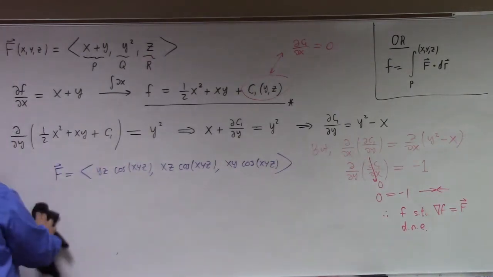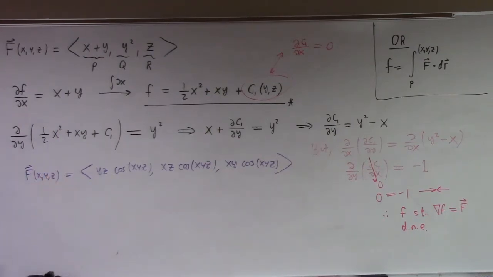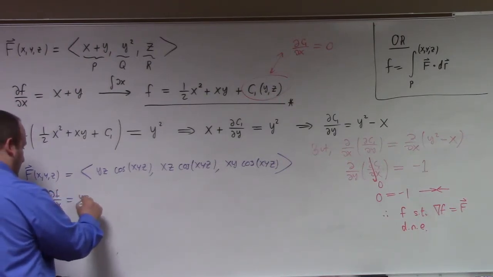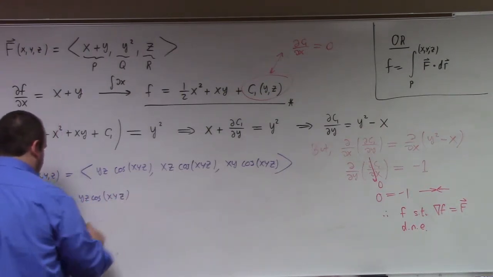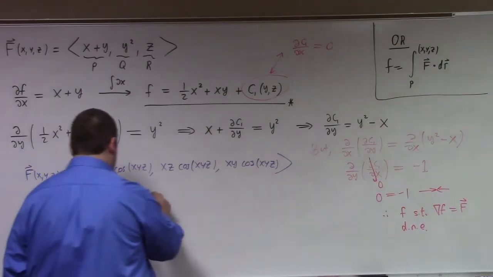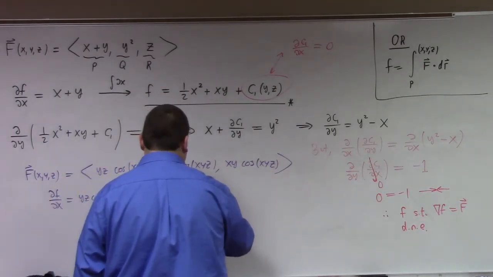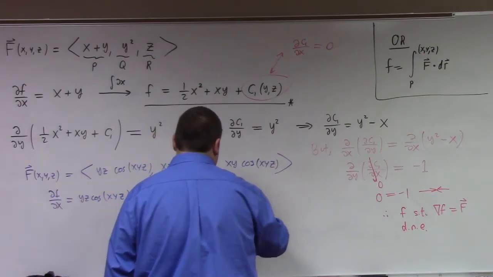Here we go. Here's a newfound vector field. This one's a little more exciting. Can you find a potential for this vector field? I mean, you need partial f, partial x is equal to yz cosine of xyz, right? So step 1, f would be the integral of yz cosine of xyz dx, so to speak, right?